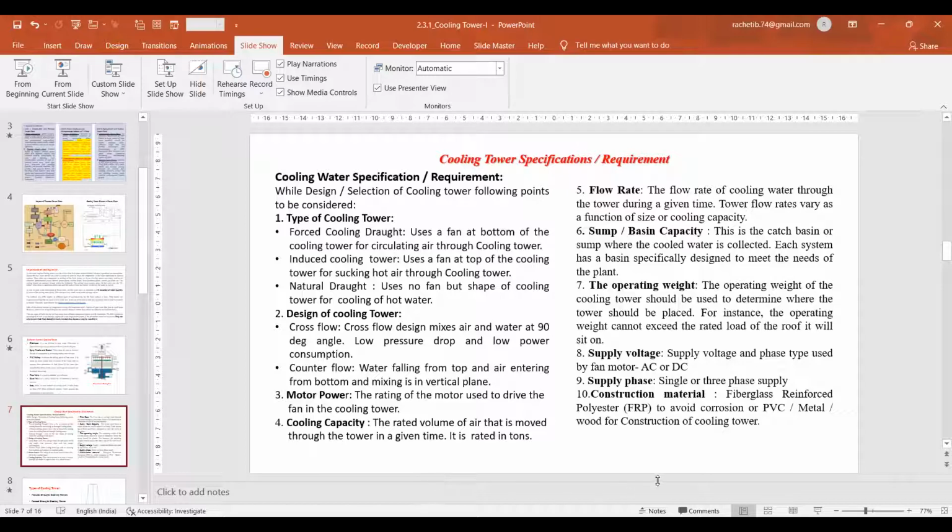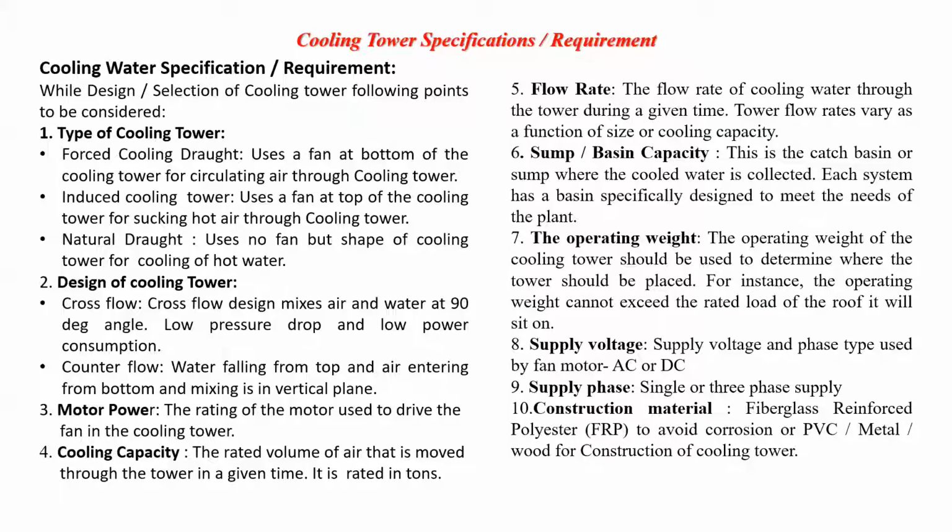Okay. Next, basin capacity. We'll take the help of the highlighter, the laser pointer. This is the catch basin, or somewhere we call it a cooling pond, where the cooling water is collected. You have to design the area of the cooling tower, and it depends on how much water you are circulating inside this cooling circuit.